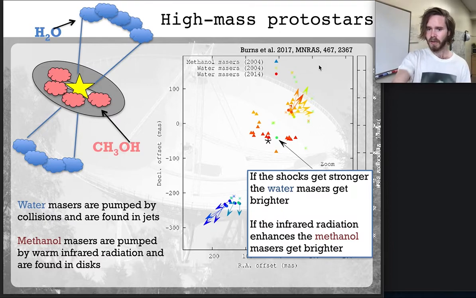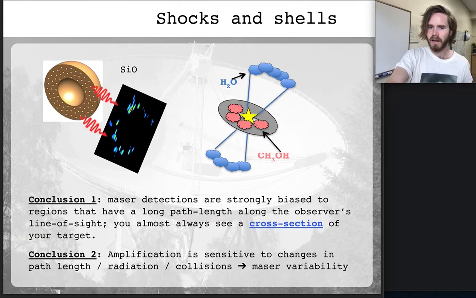So we mentioned about the pumping conditions before. So assuming we don't pump the maser too hard and thermalize the molecules, if the shocks were to get stronger, the water masers would get brighter, right? So if we make the pumping conditions more suitable, you get more masers. And similarly, if the infrared radiation enhances, then the methanol maser is going to get brighter. So I think you can see where I'm going with this. Well, I guess I'll be coming back to that in a second.